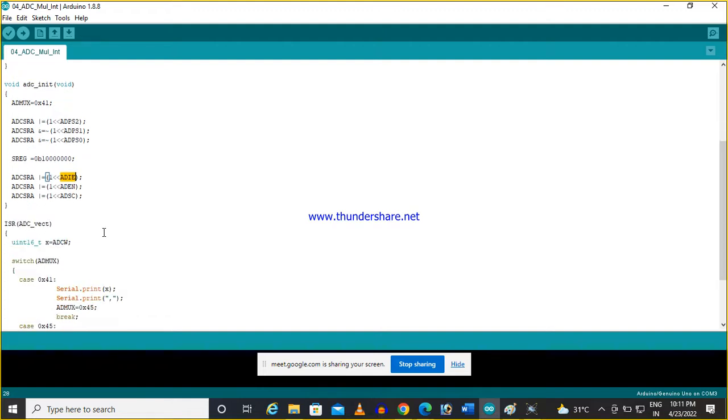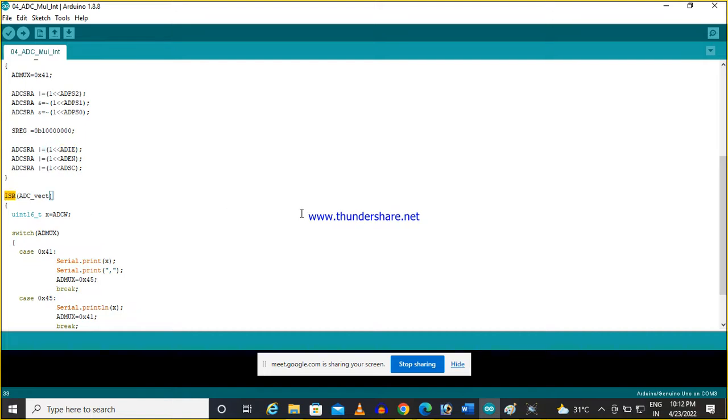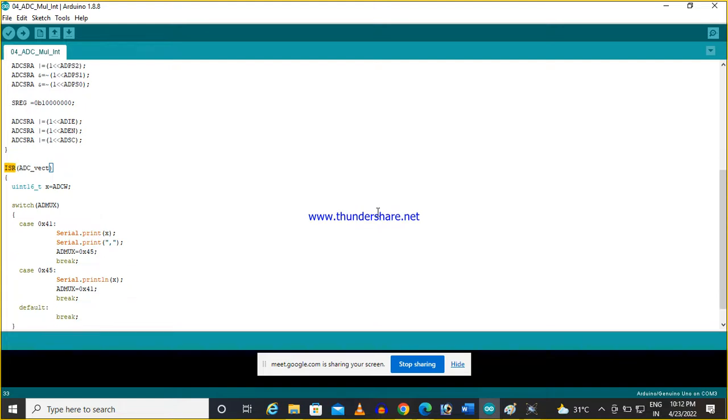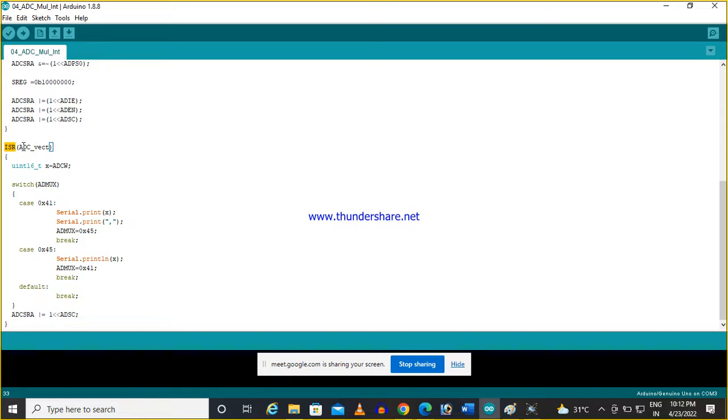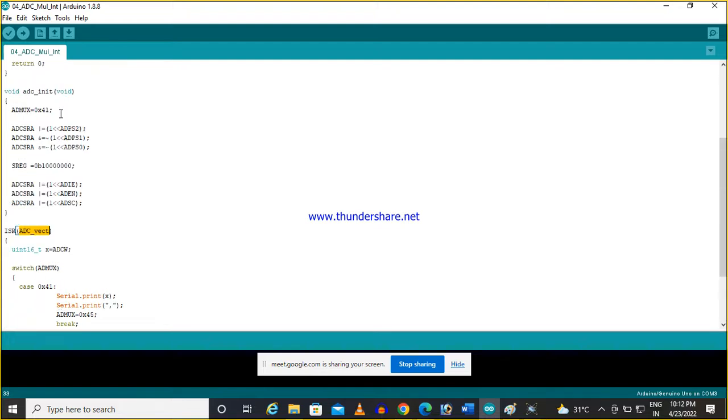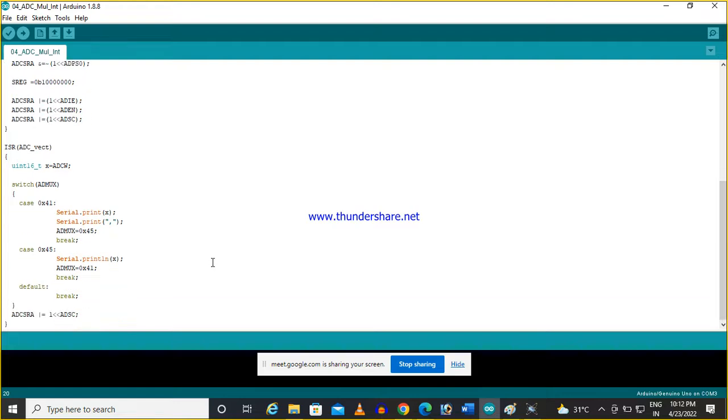And this is the ISR, which means the interrupt service routine. And everything in the microcontroller is written as a vector. So this is the syntax for the ADC vector. Now I am using a switch case statement. First, as it was initialized as 41, I am giving 41 first. It is coming here, and once the conversion is completed, it prints that value and converts the channel to FIPT.